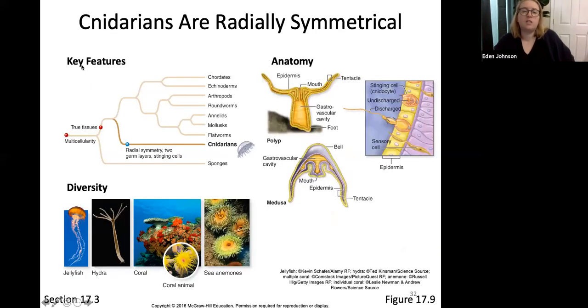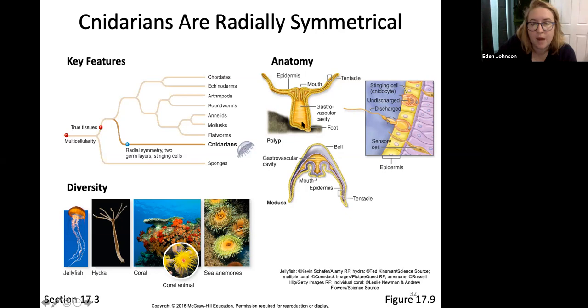Key features of phylum Cnidaria: you have radial symmetry, two germ layers, and stinging cells. Remember, those stinging cells were called nematocysts, and you can actually see them here. Basically, once a nematocyst is discharged, it is that stinging cell that is going to be released into the other organism, whatever it has come upon.